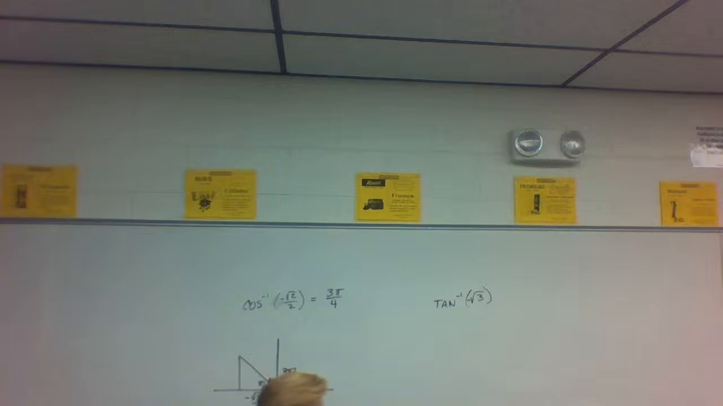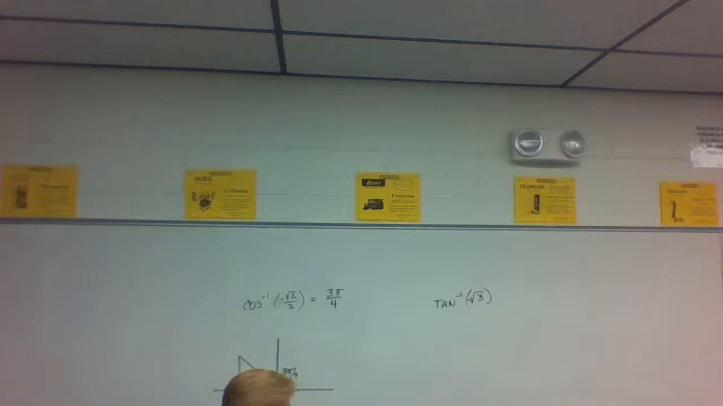So think to yourself, where am I allowed to look? First and fourth. First will give you all the positives, fourth will give you all the negatives for tangent. It is true that tangent is positive in the first and third, but we're not looking for positives. We're looking for the entire range of values for tangent.